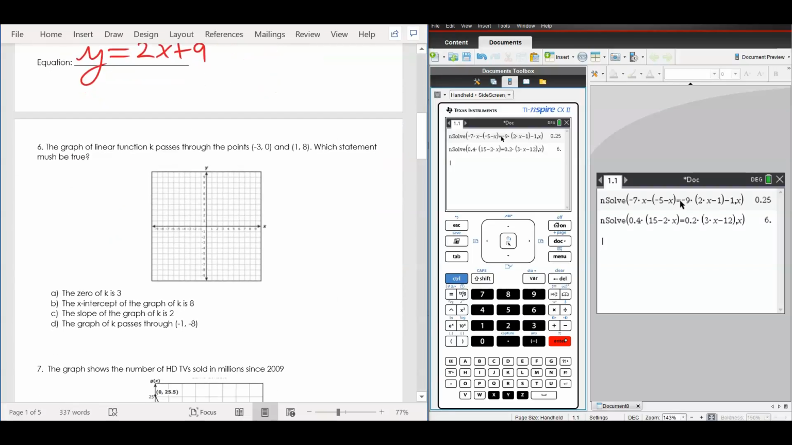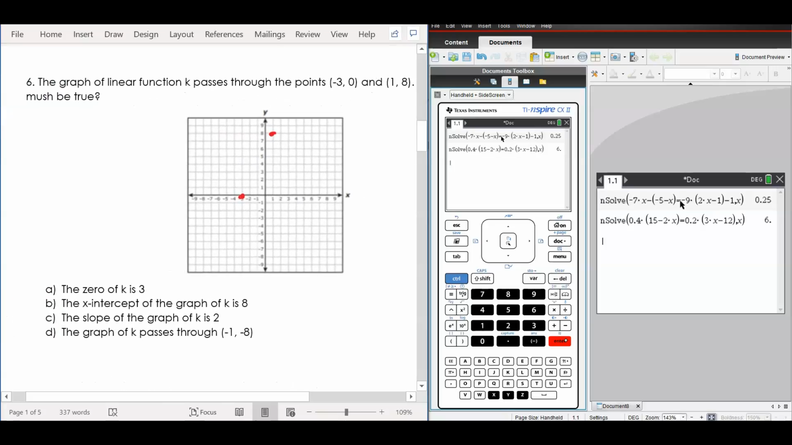Okay, the graph of linear function k passes through negative 3, 0, and 1, comma 8, which is true. The 0 is 3. Does it cross the x-axis at 3? Now, 3 is over here, not negative 3. So it's no, not A. It crosses at negative 3. The x-intercept is at 8. 8 is over here on the x, not way up there.